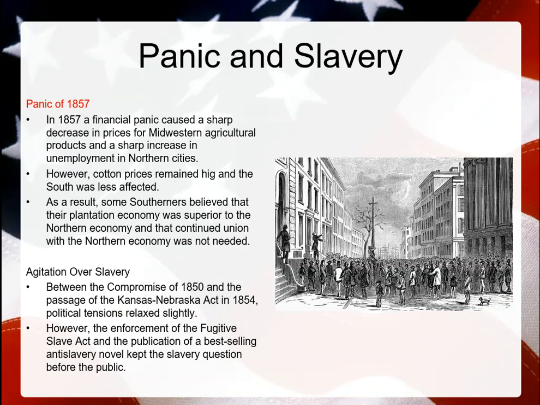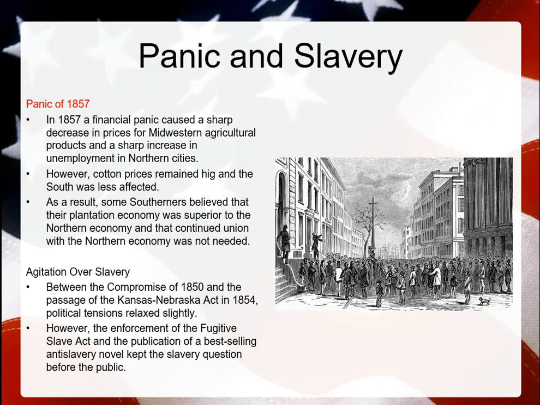So there was a panic that happened. There's always a panic going on, like every 30 years in America. So there's the Panic of 1857, right? And in this panic, you're going to see a lot of problems hit. Unemployment's going to skyrocket in the northern cities. Agricultural prices are going to sharply increase. However, the South doesn't get really affected by it.